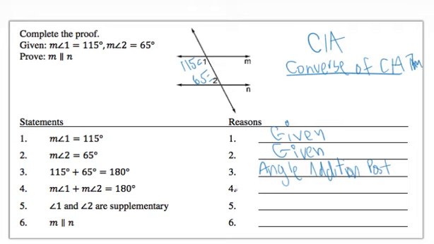Next, 1 and 2 equals 180. Well, I'm just subbing out, instead of 115, I'm saying 1, and instead of 65, I'm saying 2. So we're talking about the substitution property. Then, 1 and 2 are supplementary. That's easy. That's just the definition of supplementary angles.